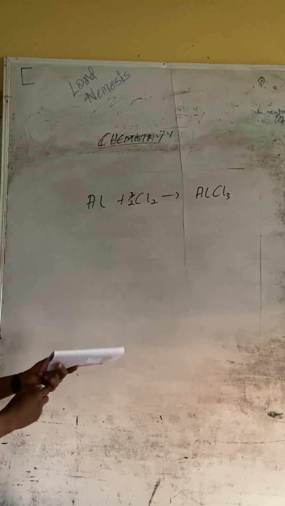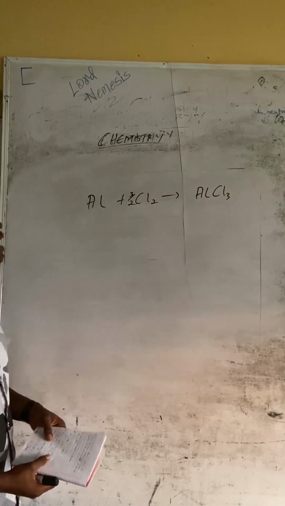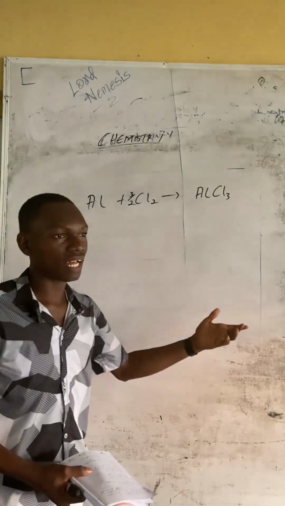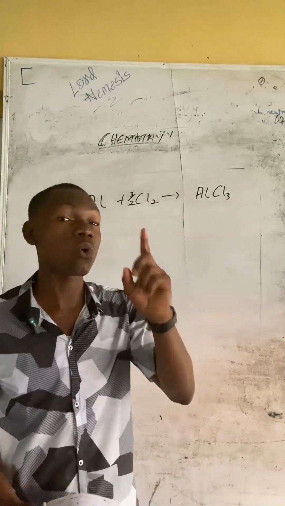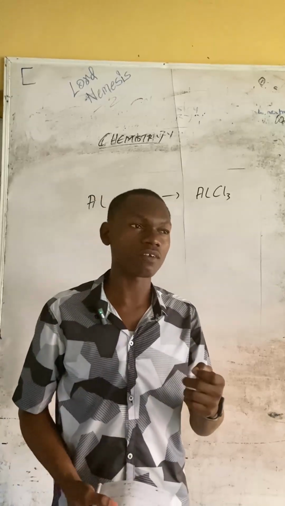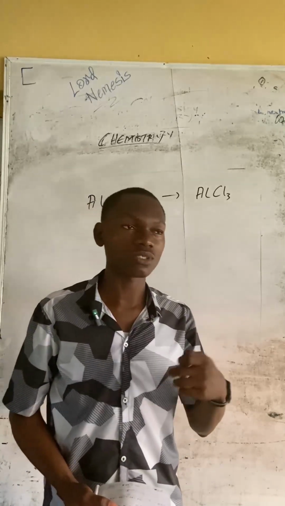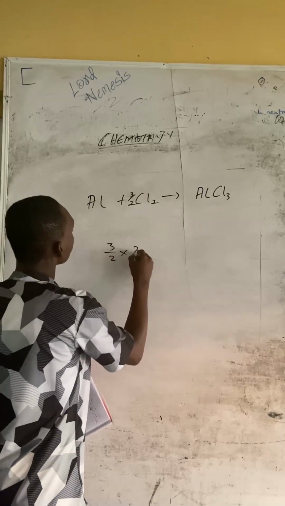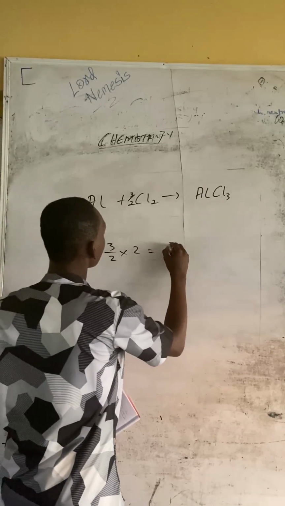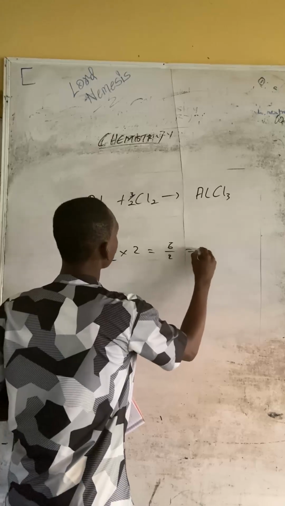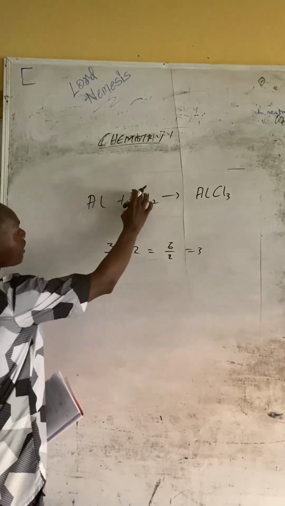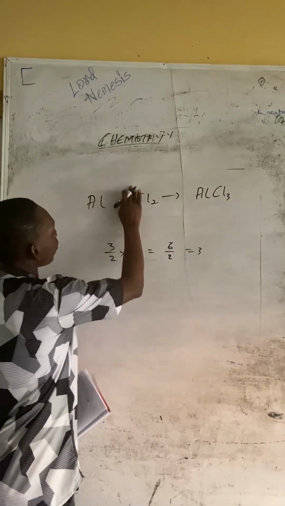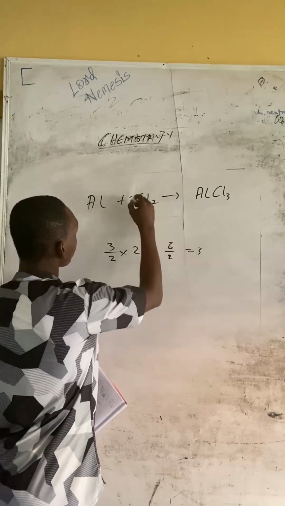Now, how do we take away this fraction? We simply multiply 3 over 2 by a number such that we get a whole number. And when we think of a number, 1 won't give us that. When we think of 2, 3 over 2 times 2 simply gives us 3. So it means that when we multiply 3 over 2 by 2, we are going to have 3 here.